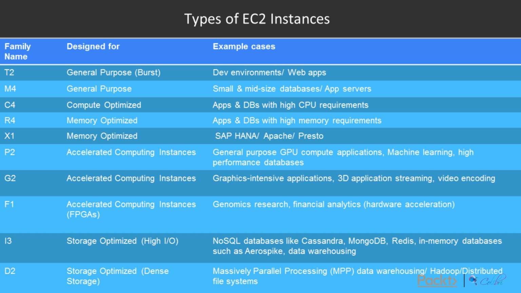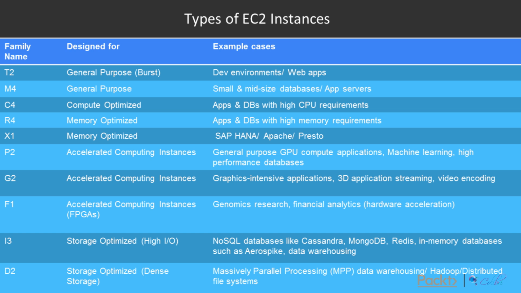Then there is the G2 family type, which is another accelerated computing instance. Think about it for graphic intensive applications, 3D application streaming, video encoding, as well as other server-side graphic workloads. Then there is F1, another accelerated computing instance. Think about FPGAs, and these include use cases for genomics research, financial analytics, real-time video processing. This is mostly how you would be using hardware to accelerate your code.